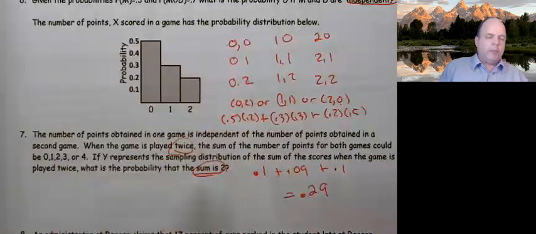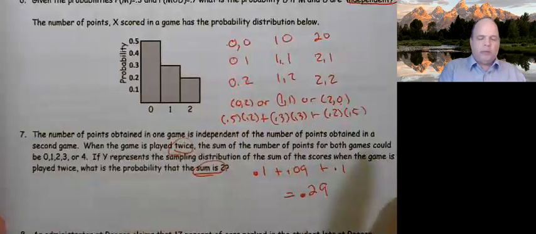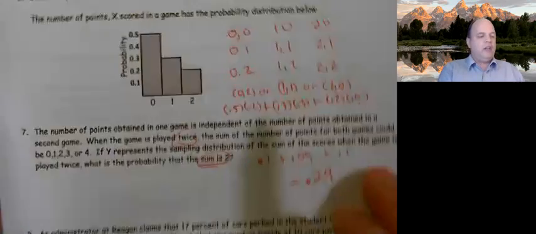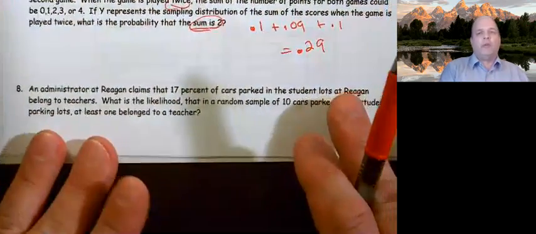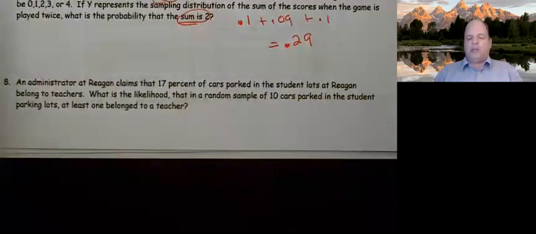And once again, we're playing a game twice. You know you need to make a sample space. If you're doing something twice, you either need to make a sample space or you need to make a table. You've got to have some way to see what your outcomes and combinations are.